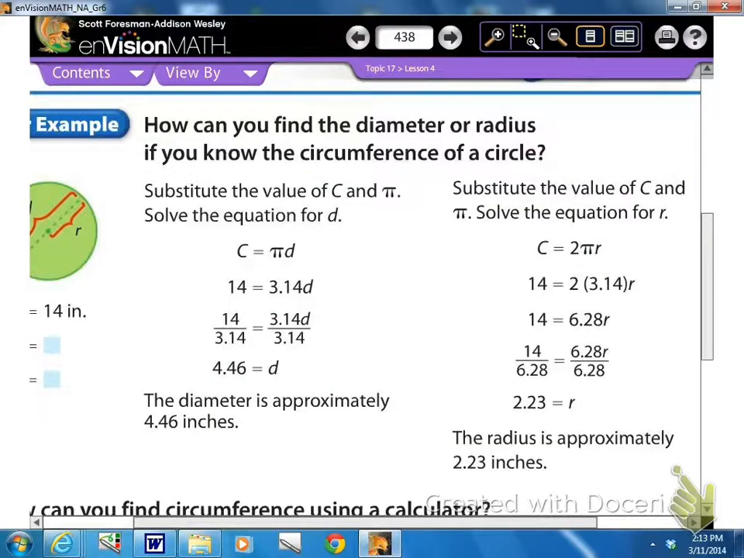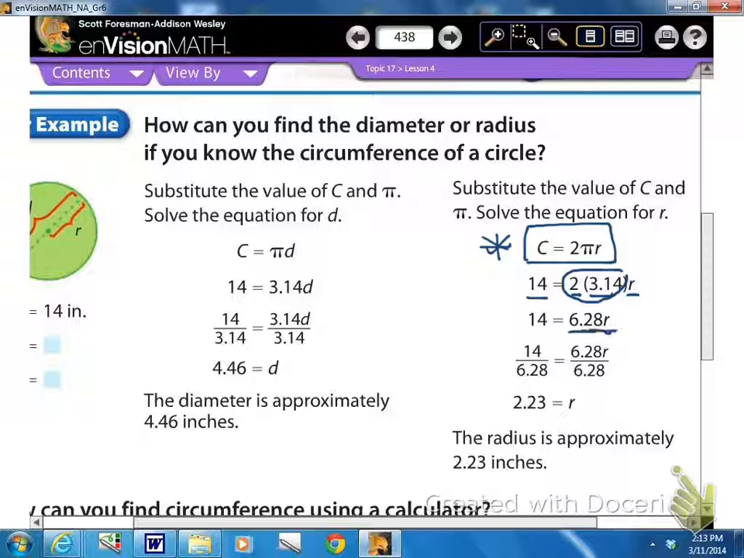Let's look at that. Okay, so here they're going to show you how you can figure it out if you want to find the radius. Again, you have your formula for circumference with the radius. Circumference equals 2 times pi times the radius. They plug in 14 for the circumference. We know it's 2 times pi times the radius. So they multiply 2 times pi to get 6.28, still times the radius, equals 14.